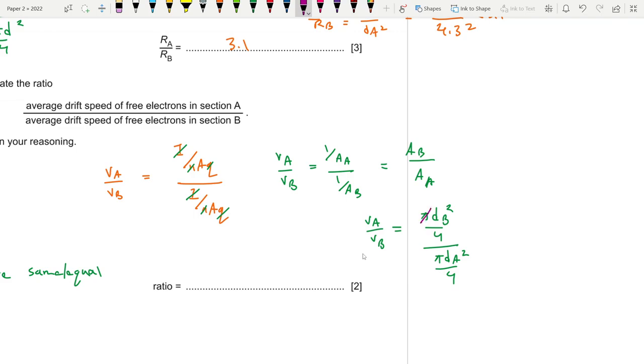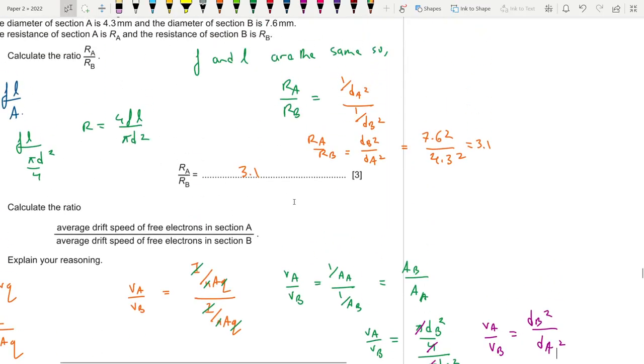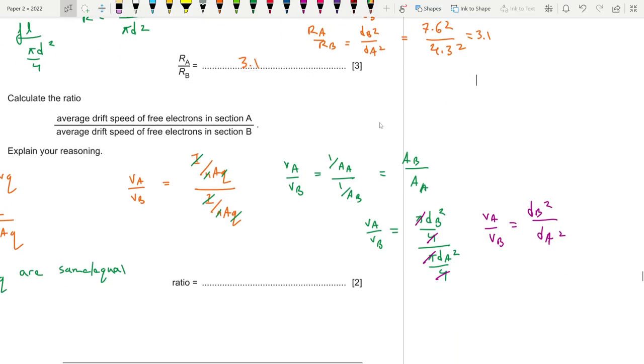So we could get rid of pi as well and 4. So VA by VB is essentially dB square by dA square, which is the same as our answer in 1, because it was also dB square by dA square. So I'm going to opt for 3.1 here as well. Okay, so yeah, this was complicated in the sense that you had to figure these things out.